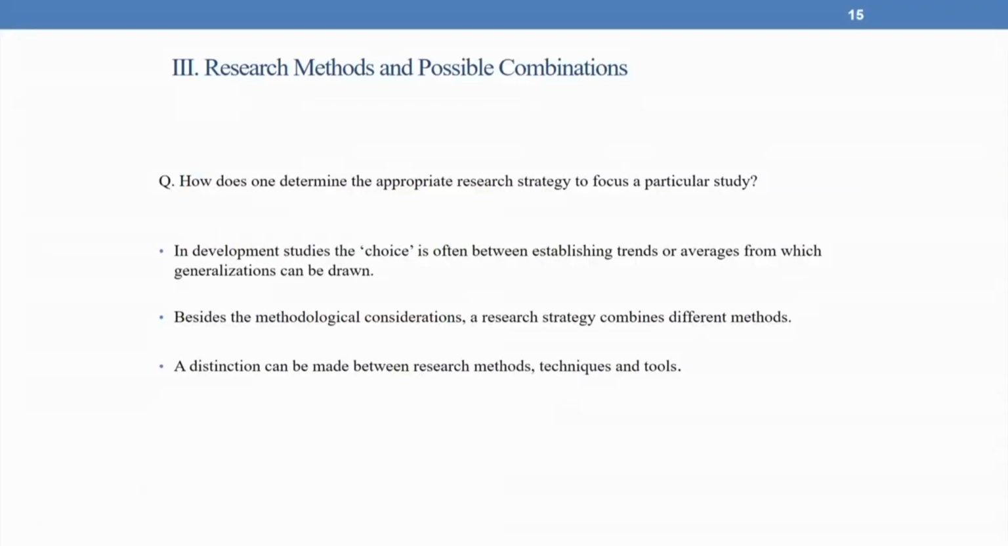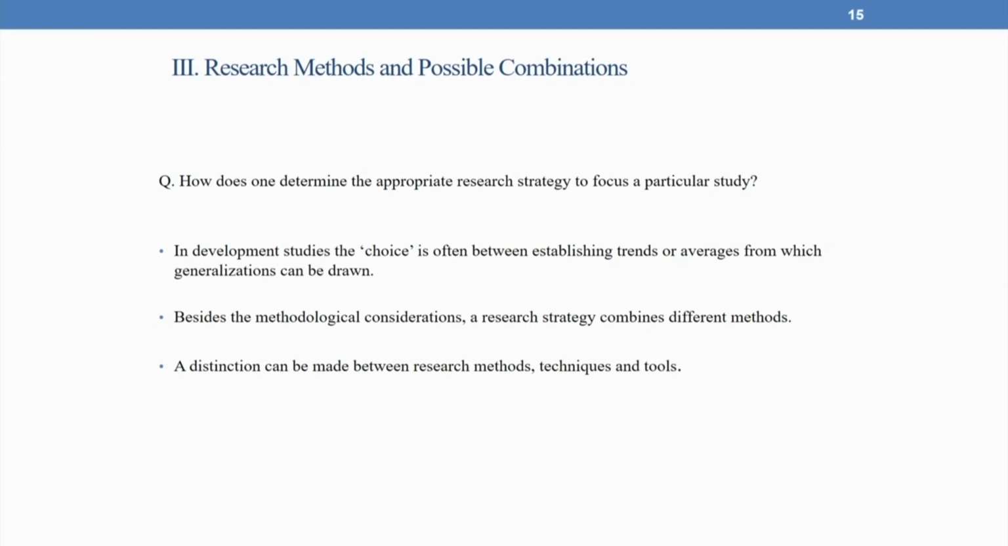Now, keeping these paradigmatic considerations in mind and the different types of research in mind, there are different kinds of possible combinations of research methods that can be carried out. Now, I have already mentioned that research is about knowledge production, and we are seeking answers to questions through inquiry. But the question to ask is, how does one determine the appropriate research strategy to focus a particular study? Now, the extent to which a research question is broad or narrow will depend on the purpose, the resources available, availability of time, and the interests of those involved.